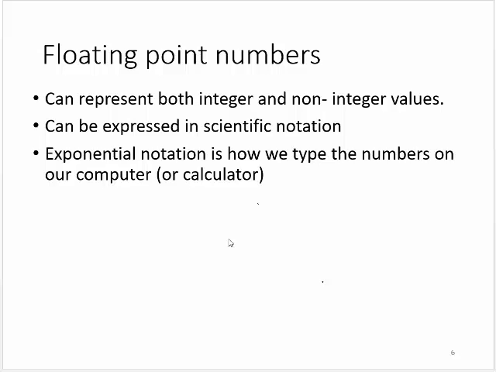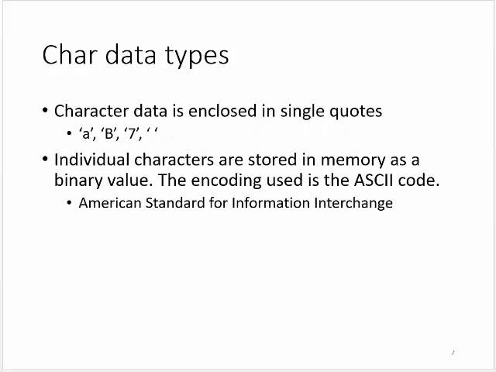Floating point numbers represent both integer and non-integer values, and as we said, we can express them in scientific or exponential notation. That's fine. Character data types are enclosed in single quotes, and I have letters, but keep in mind that a number can also be stored as a character, and we will see later in the course, actually very soon, how that comes into play. Any of the character types are stored in memory as a binary value, and that encoding, what binary value it's given, is called the ASCII code. ASCII stands for American Standard Code for Information Interchange.